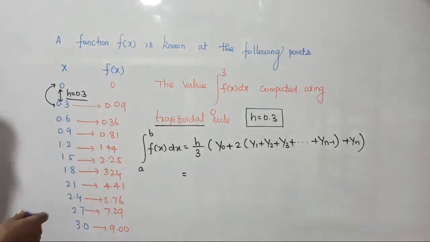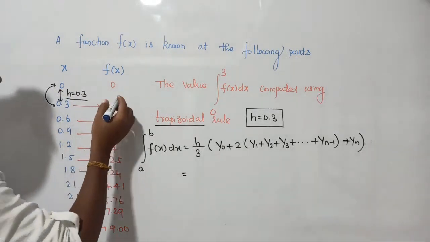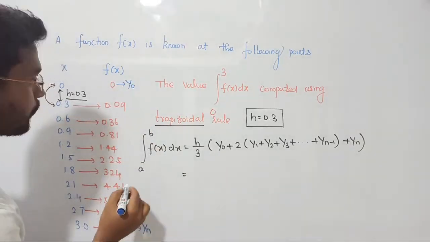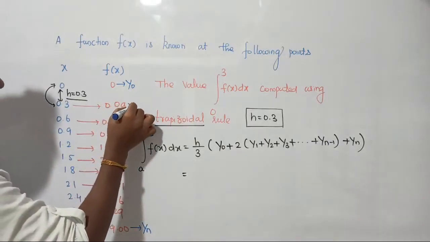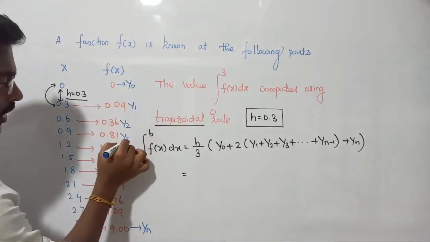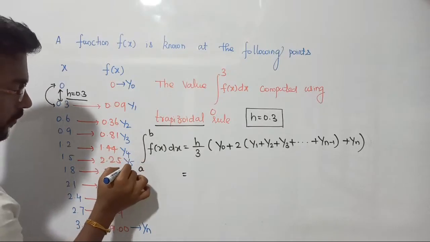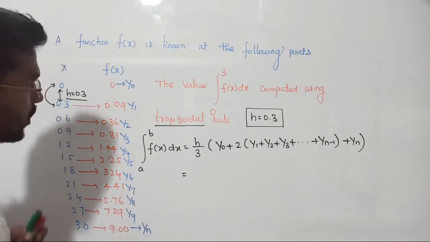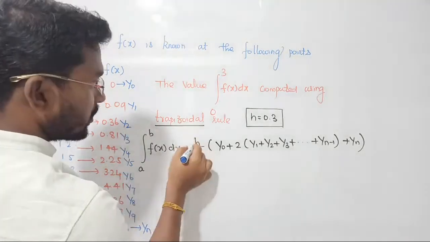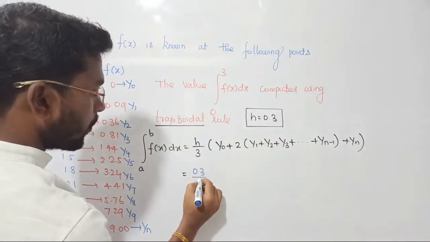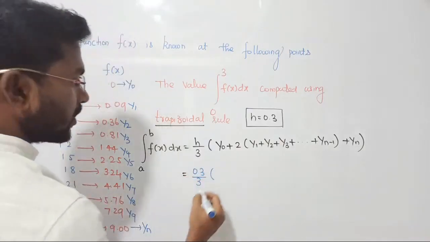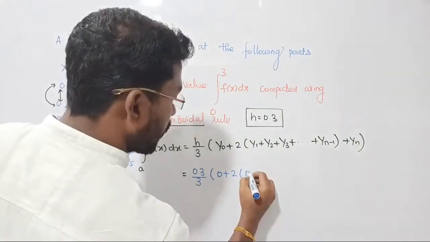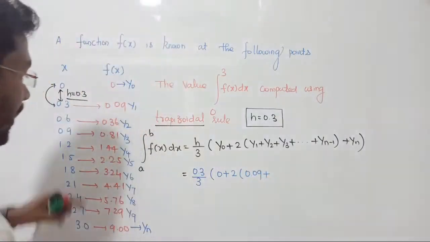Guys, listen here. What values do we know? We know this is y naught, exactly. This is yn, the last value. Now this is going to be y1, this is y2, y3, y4, y5, y6, y7, y8, y9. Totally they are given 9 values. Let us substitute. Step size is 0.3 upon 3 in bracket. Y0 is given as 0 plus 2 into y1. How much? 0.09. Just take your calci, add all these values.